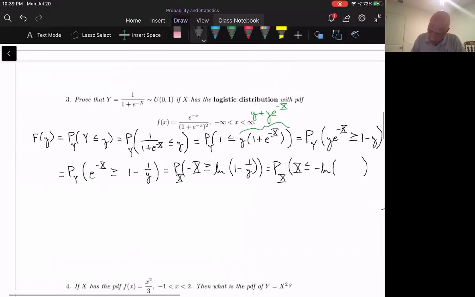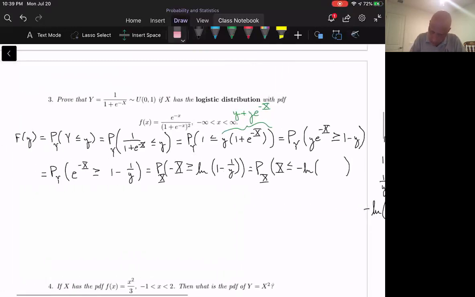And then we would have a 1 over y minus 1 here, which would give us the natural log of 1 over y minus 1 over here, and then negative the natural log of 1 over y minus 1 here. Thank you, Alvin.